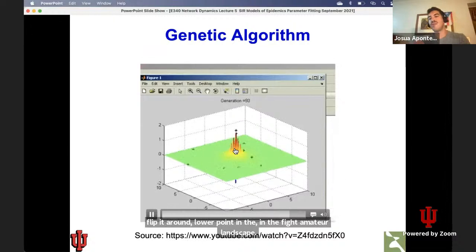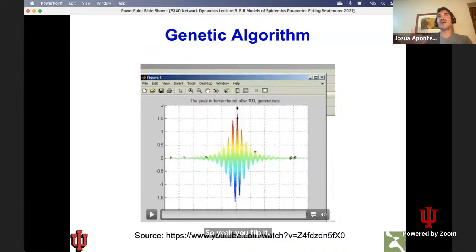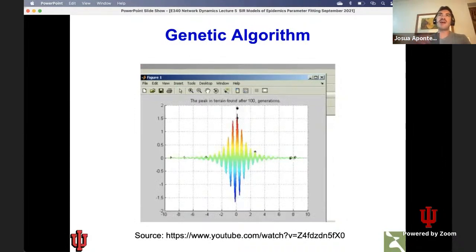So yeah, you flip it. We've always been talking about minimizing, because we're talking about minimizing the difference between the model and the data. It's a natural way of thinking about it in terms of finding the minimums. But if you flip it around, then the problem is how to find the maximum, which is basically equivalent.